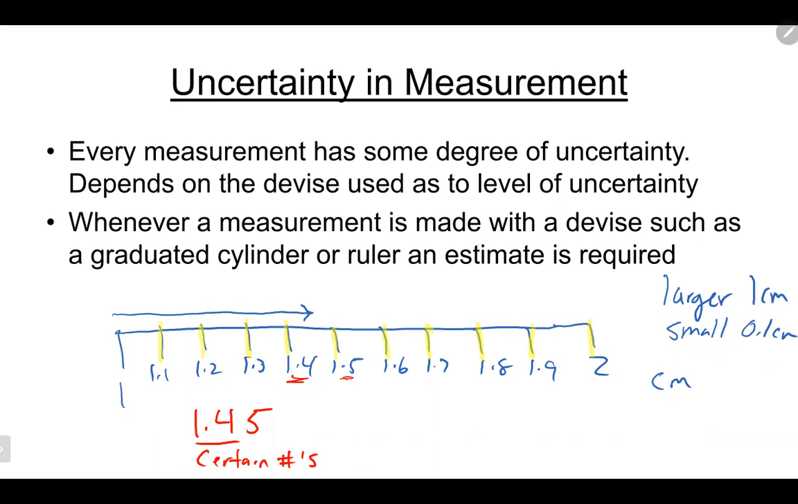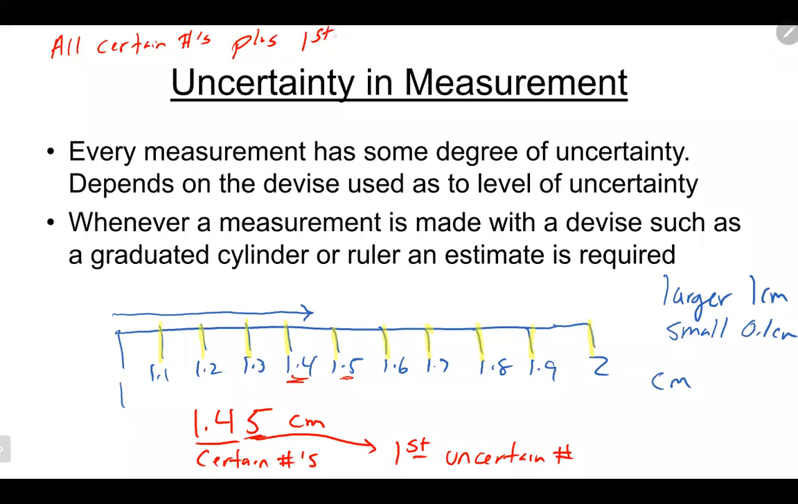So this 5 here would be what is referred to as the first uncertain number. Sometimes people call it the estimated number. And we would record, obviously, the units here, which would be centimeters. And this would be the proper way to record this measurement. When you take a measurement, you should always record all the certain numbers plus the first uncertain number.